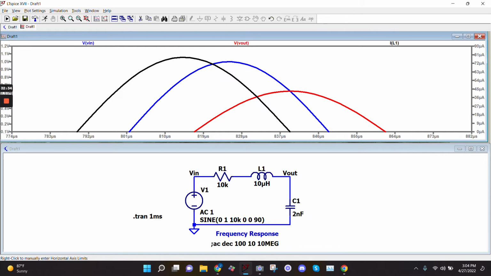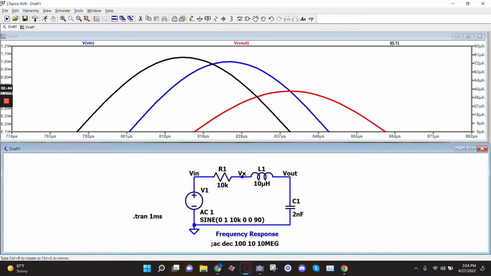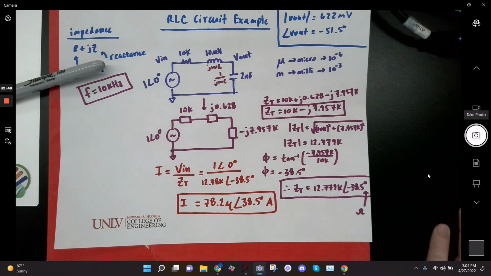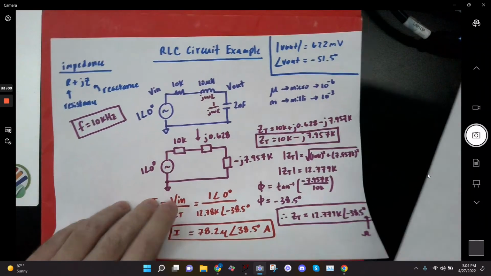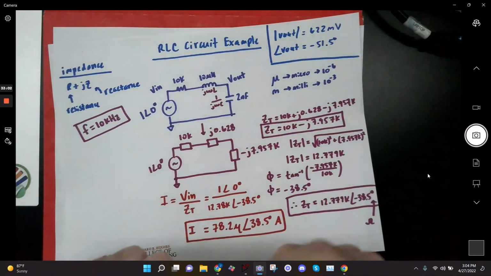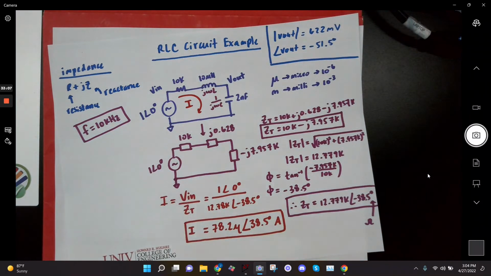Now we need to find V out. Let me label this node too, and we'll find this one too, because I think that'll be helpful for everybody. We'll call this like VX. All right, let's go back to the paper. So we've got I, we've got Z total. Now we need to find V out. Okay, so I'm going to need another piece of paper. Here, you know what? Let me write this. And then let's write these values.